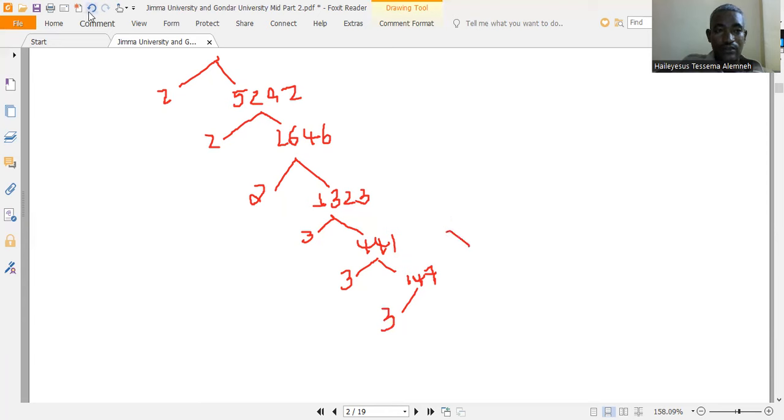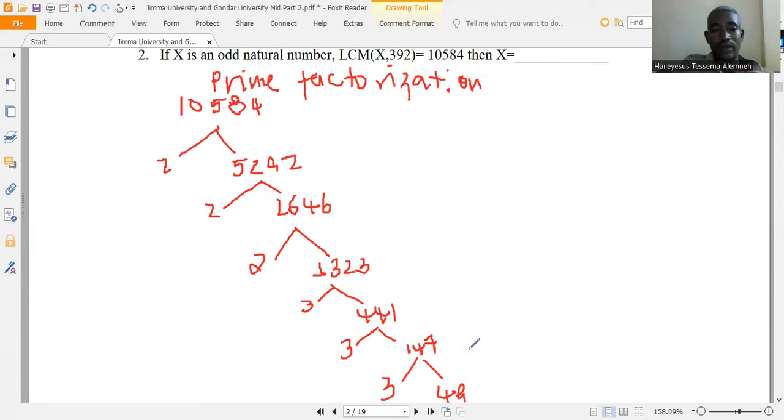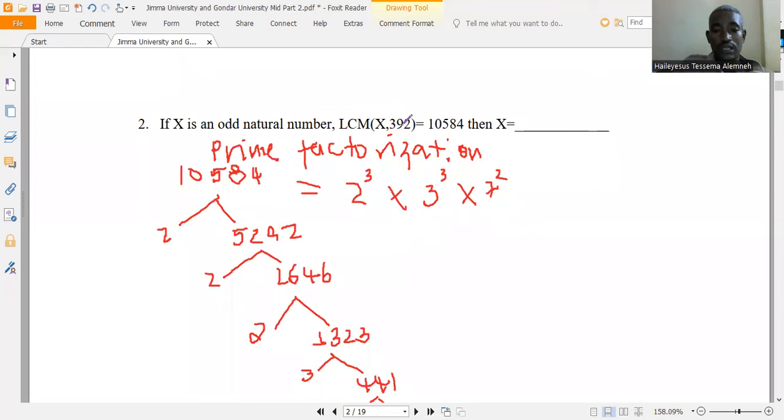49. Then 49 divided by seven gives 7, so the prime numbers end at 7. All of these are prime numbers. So as a product of prime factors, it is 2 to the power of 3 times 3 to the power of 3 times 7 to the power of 2. That is one prime factorization.